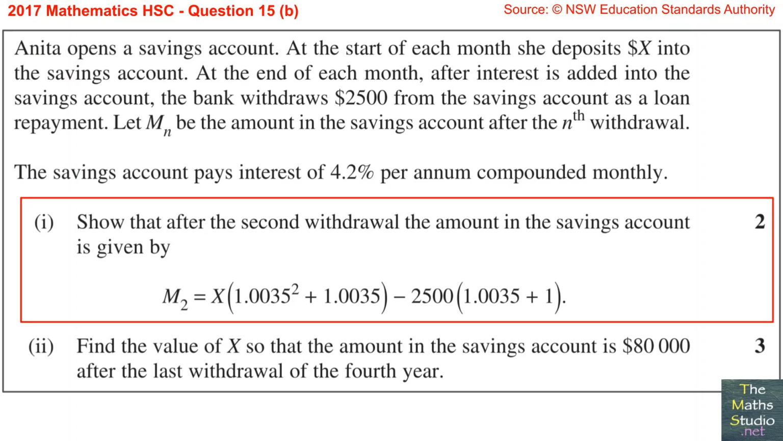The savings account pays interest of 4.2% per annum compounded monthly. Part 1. Show that after the second withdrawal, the amount in the savings account is given by M2 equals X times (1.0035 squared plus 1.0035) minus 2,500 times (1.0035 plus 1).